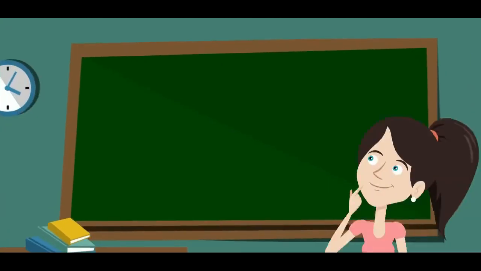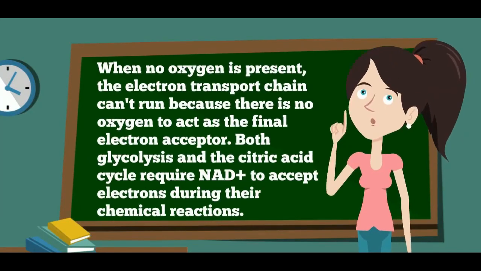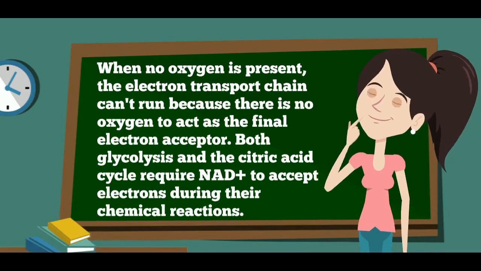When no oxygen is present, the electron transport chain can't run because there is no oxygen to act as the final electron acceptor. Both glycolysis and the citric acid cycle require NAD+ to accept electrons during their chemical reactions.